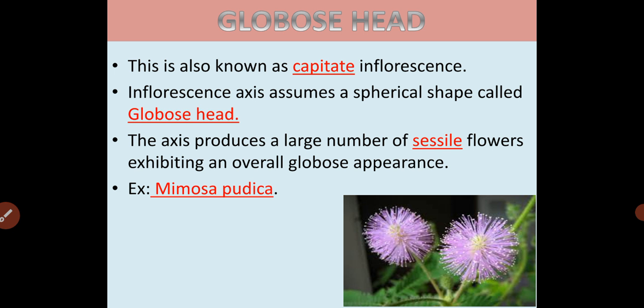Next one is the globose head. This is also known as capitate inflorescence. The inflorescence axis assumes a spherical shape, hence it is called the globose head. The axis produces a large number of sessile flowers exhibiting an overall globose appearance, which is commonly seen in case of Mimosa pudica. Globose head is also called the capitate, which bears sessile flowers, seen in case of Mimosa pudica.